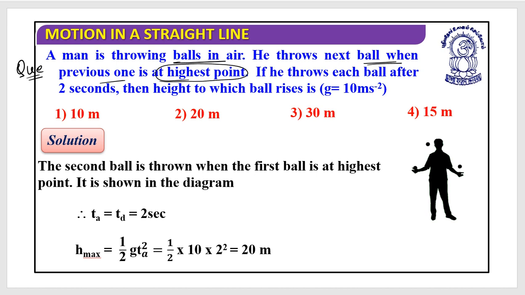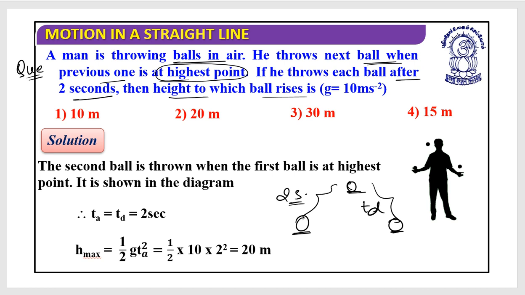If he throws each ball after 2 seconds, then we need the height to which the ball rises. This is the situation: this is the first ball and this would be the second, and he throws the next ball when the previous one is at the highest point. So if the time of ascent is 2 seconds, then the time of descent must also be 2 seconds. What you need to find out is the height to which the ball rises.